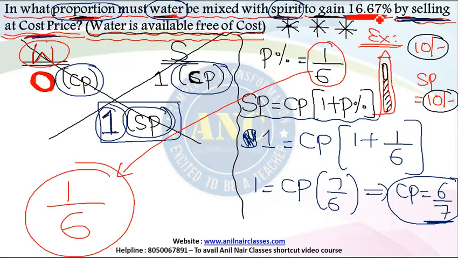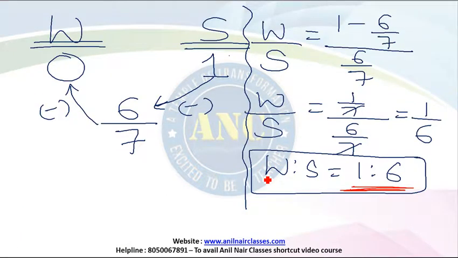That means, suppose instead of 16.67%, if the question is given as 20%, what should be the answer? Final answer should be 1:5, provided the first parameter in this question, which is water, is available free of cost. Sir, what if the first parameter is not available free of cost? Use the method I taught you just now. So many calculations you thought, right? Use all these methods and simplify.